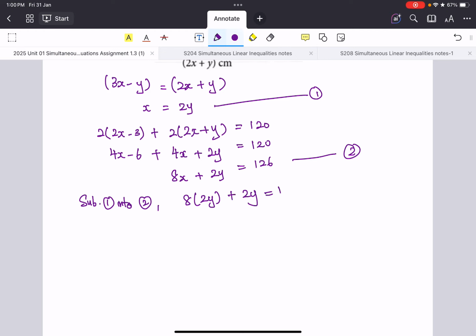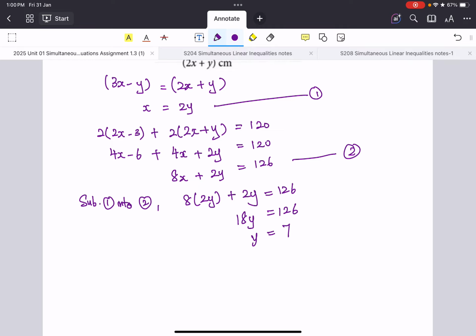Plus 2y equals 126. So this is 16 plus 2 is 18. 18y equals to 126. So y is going to be equals to 7, right?